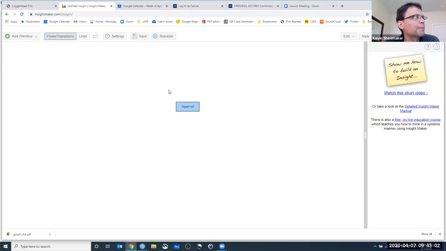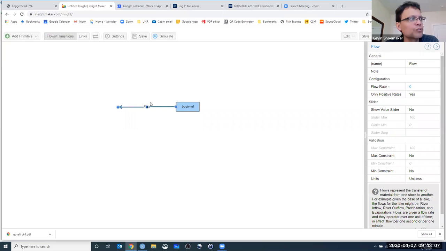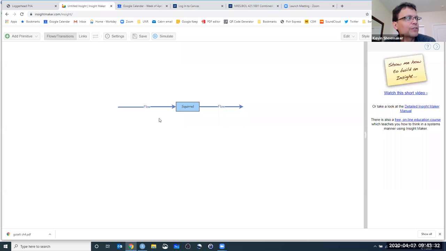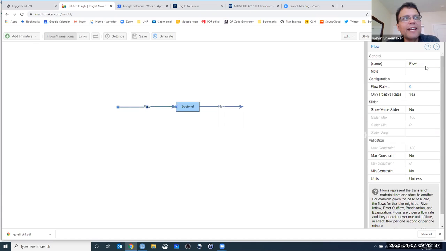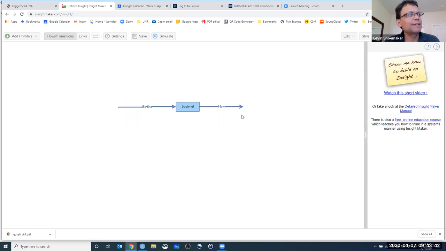You can drag any number of flows out of this by clicking on that arrow symbol, but by default, they're all pointing out. That means they're outflows. So if you want to make any inflows, you have to flip it around like that. I'm just going to delete some of these flows. So now we have one flow in and one flow out of this population. We can name the flows to make it more biologically realistic. I'm just going to call this births, and this deaths.